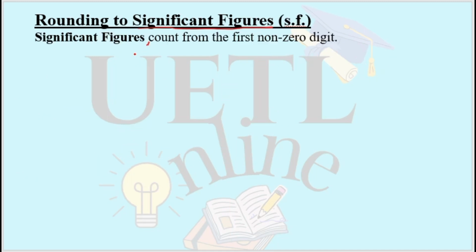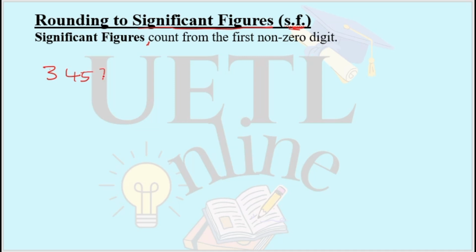Okay, now let's talk about rounding to significant figures. It is represented by SF. So when you see SF, it means significant figures. For significant figures, we count from the first non-zero digit, and when we reach our required number, we do our rounding there.